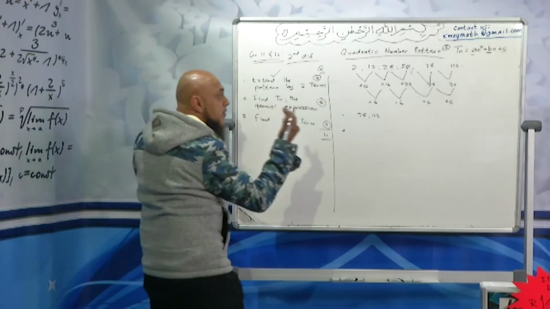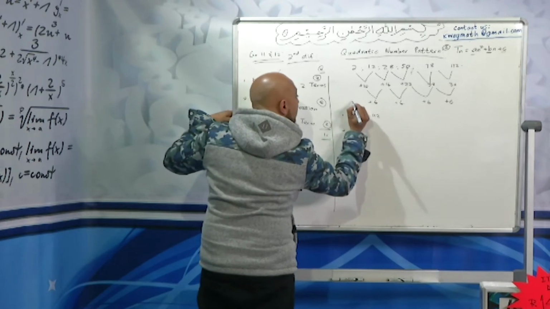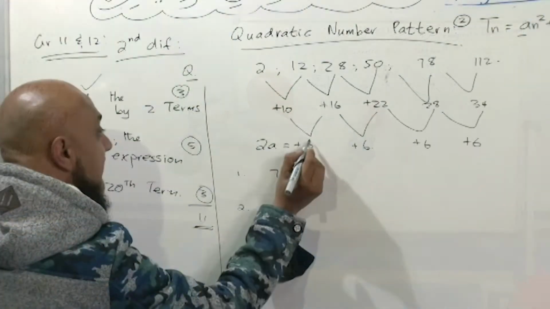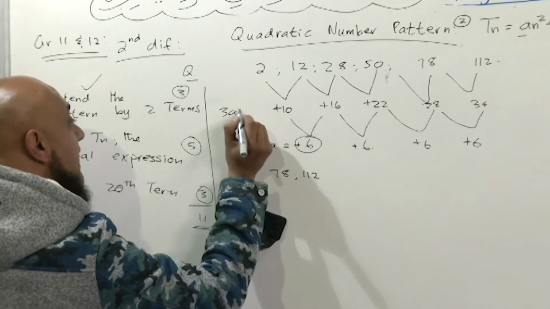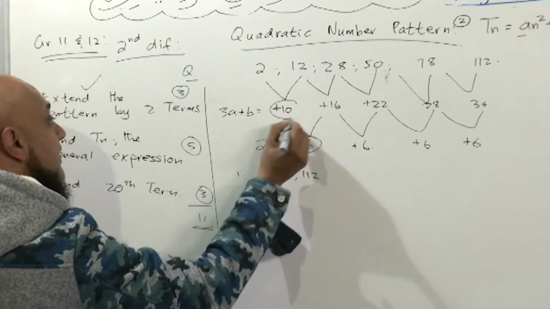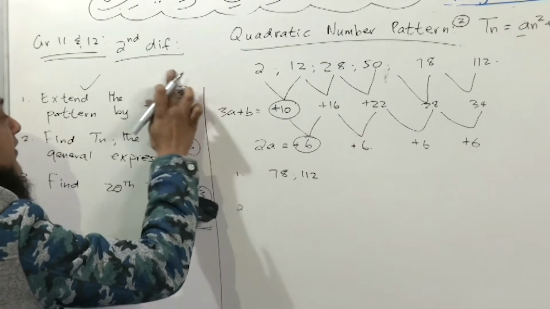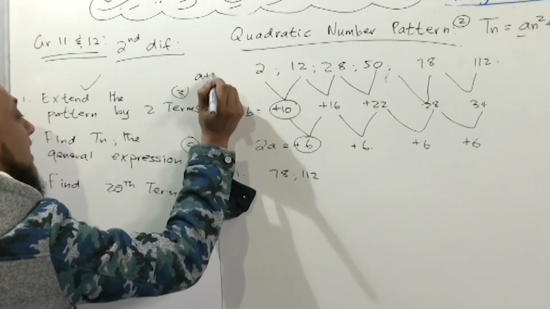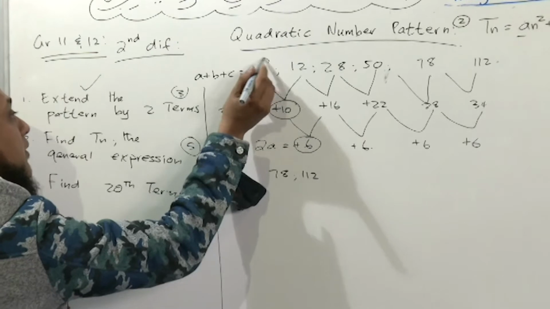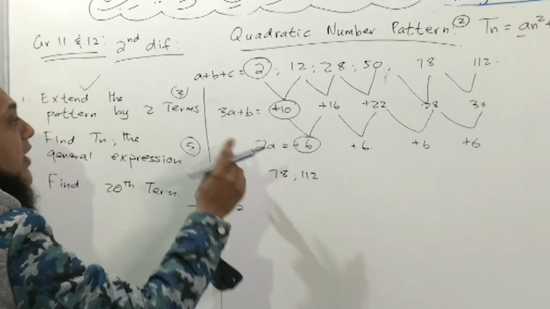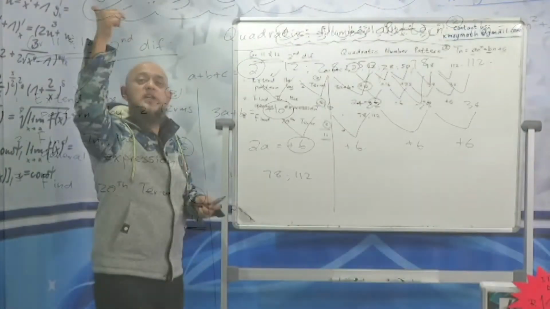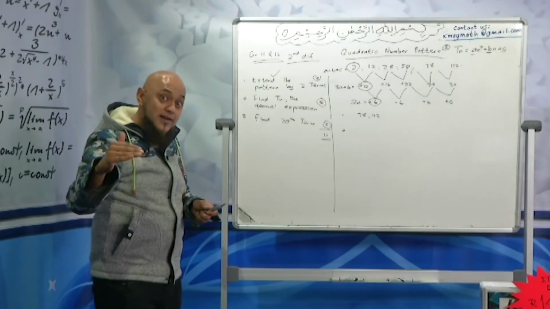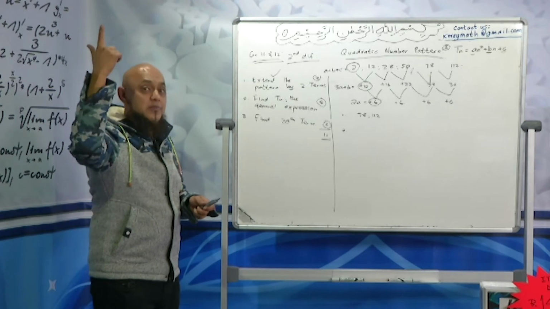Now there are 3 formulas for solving for a, b, and c. We start off at the bottom. 2a is equal to your second difference. On your second line, you've got 3a plus b equals your first difference. And on your first line, you're going to say a plus b plus c is equal to your first term. So don't ask me where you get these formulas from. Just learn them.